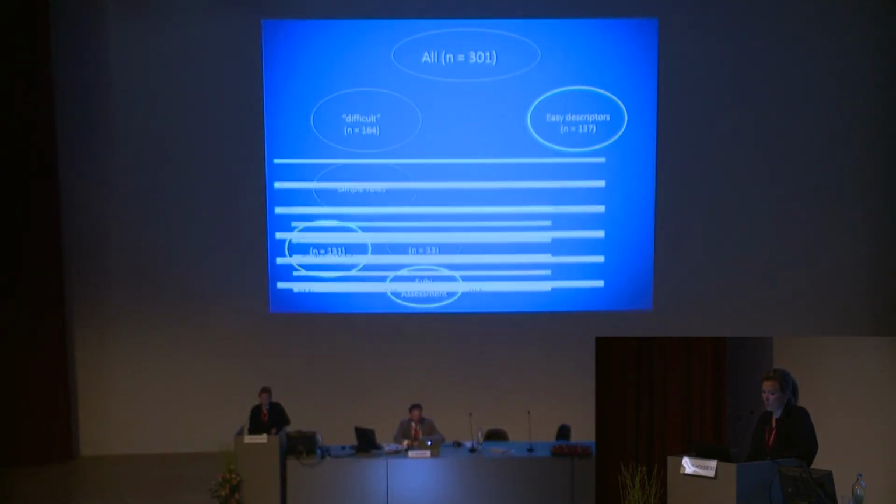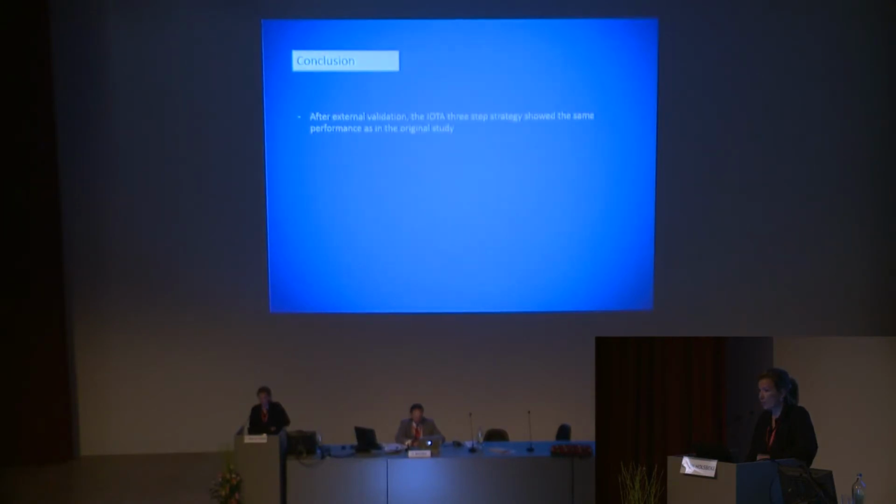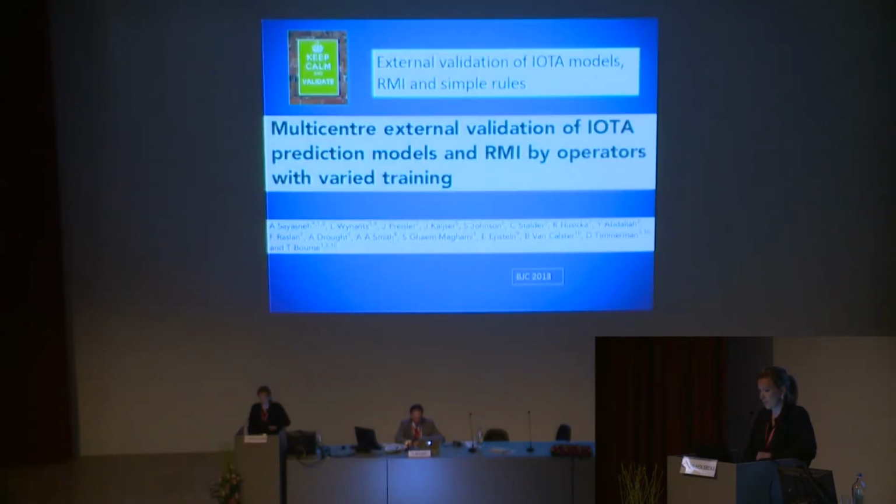And as a third step, we used subjective assessment. And then we had a performance of 93% for sensitivity and 92% for specificity. And for RMI, it was 72% and 95%. So the conclusion for external validation of the three-step strategy is that it showed the same performance as in the original study, even with a level 2 or less experienced examiner in the third step instead of an expert. However, step 3 only included 11% of the whole population instead of the 36% in the original study. So we would advise that referral of the step 3 patients to an experienced examiner is probably the safest strategy.